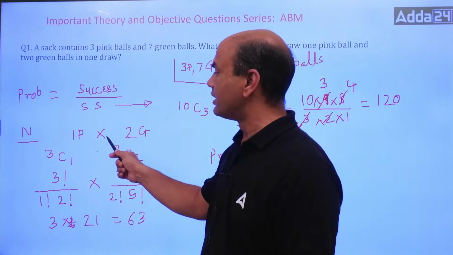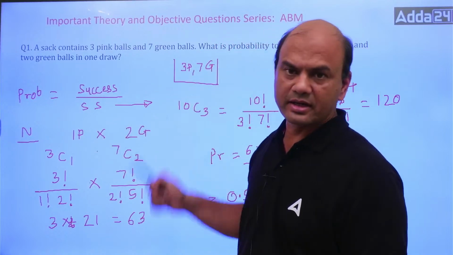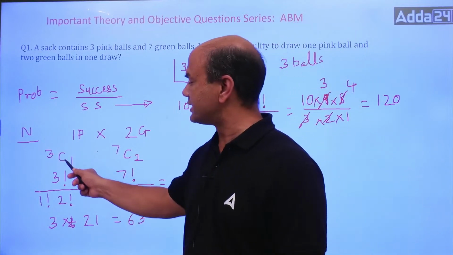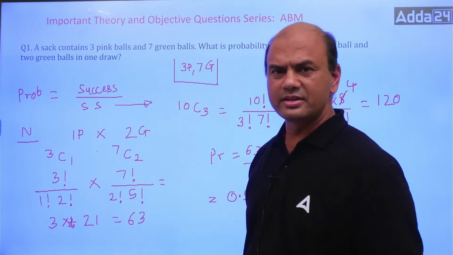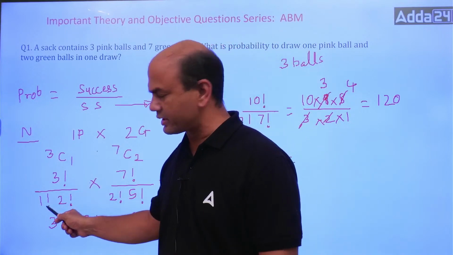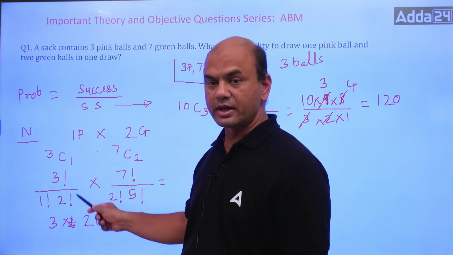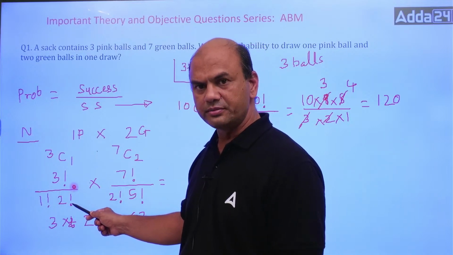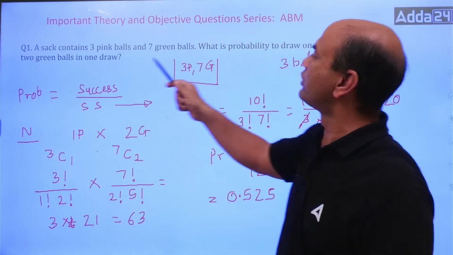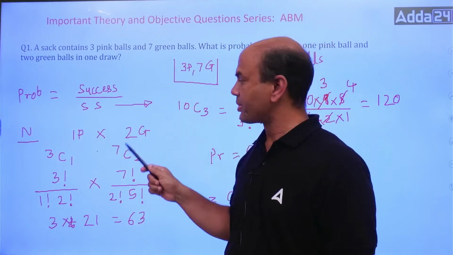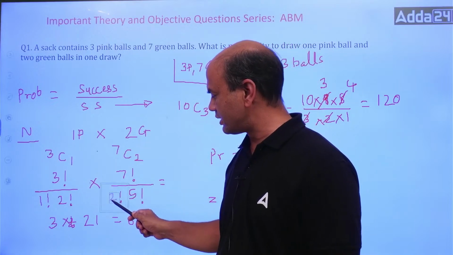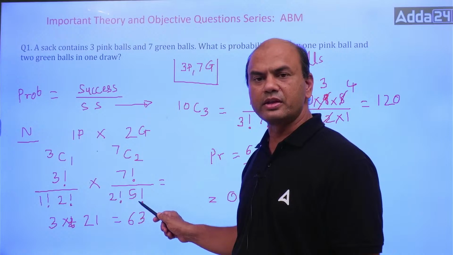And means multiply. How many pink balls are there? 3 are there. Out of these 3, I have to select 1. So I will be solving 3C1. Same as earlier. What is 3C1? 3 factorial divided by 1 factorial into 3 minus 1 factorial. Similarly over here, 2 green balls. I want to select 1 pink and 2 green. How many green balls are there? 7. So 7C2: 7 factorial upon 2 factorial into 7 minus 2, that is 5 factorial.